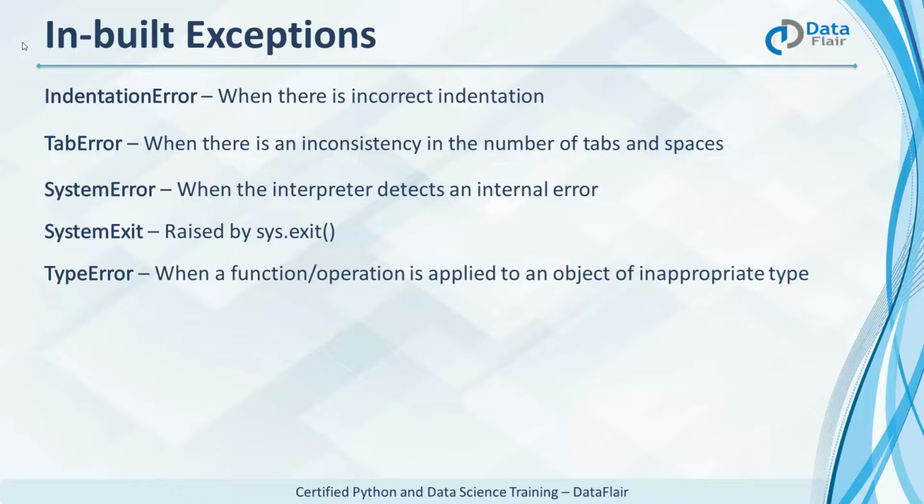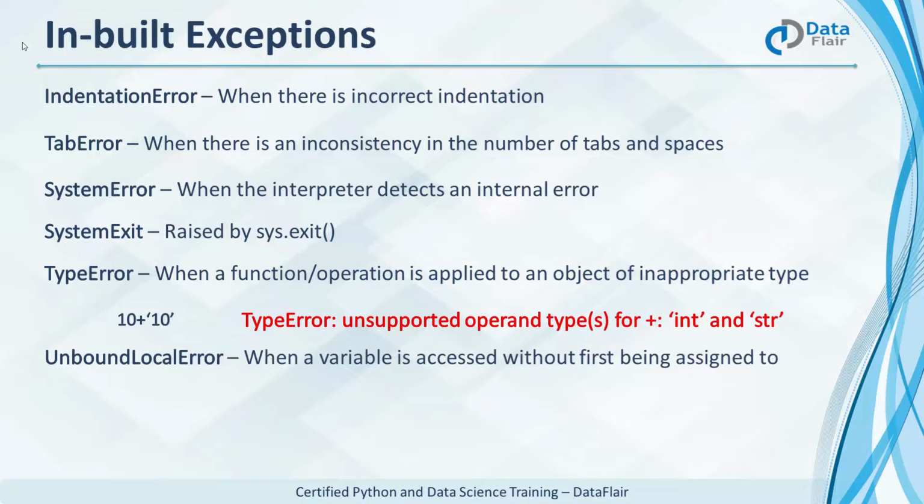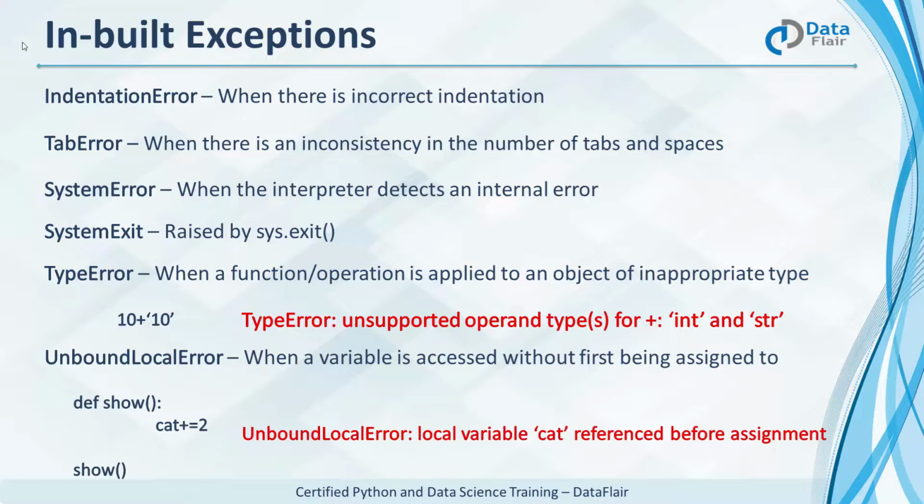And when we try to operate on two incompatible objects, like when we add an integer to a string, we raise a TypeError. If we try to access a variable without ever assigning to it first, like we do here, it raises an UnboundLocalError.